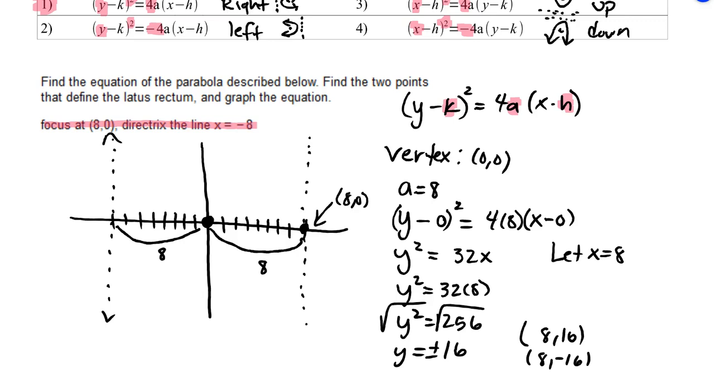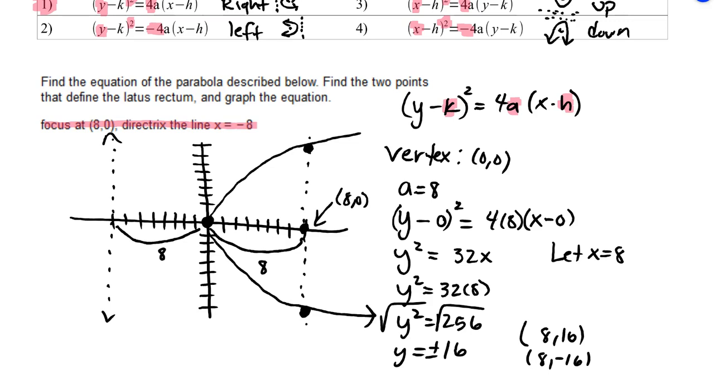So the points that define the latus rectum are the points (8, 16) and (8, negative 16). So if I count by twos here, 2, 4, 6, 8, 10, 12, 14, 16, I have one point defining the latus rectum. There's the second point that defines the latus rectum. And I have my parabola, a parabola that has a focus of (8, 0) and a directrix of the line x equals negative 8.